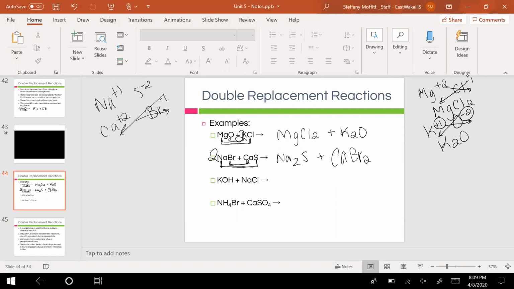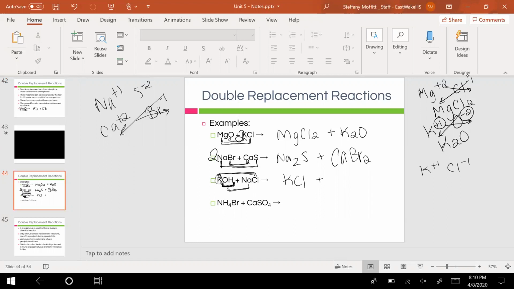My next example, KOH plus NaCl. Now in this example, we have a polyatomic ion, which is hydroxide right here. My potassium is going to bond with the chlorine. So those are my outsides. And then my hydroxide is going to bond with the sodium. Those are my insides. So I'm going to take potassium, which has a +1 charge, and I'm going to take my chlorine, which has a -1 charge. When I crisscross those, I get a nice KCl.